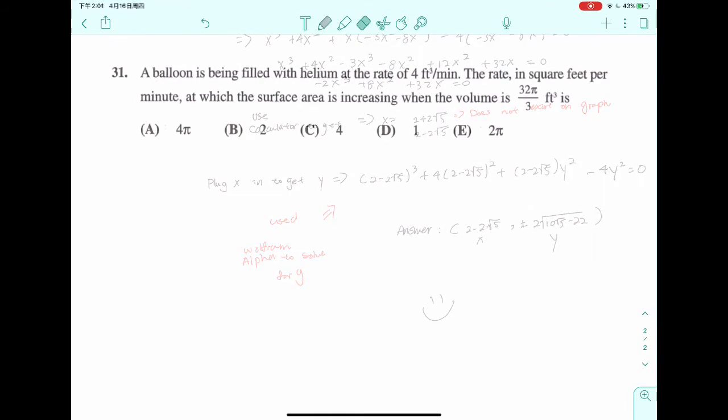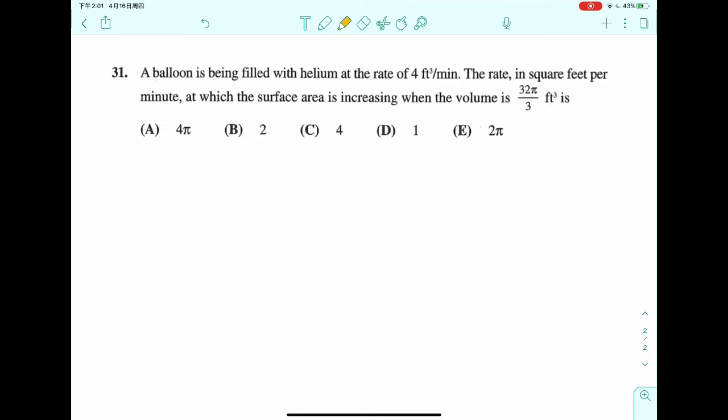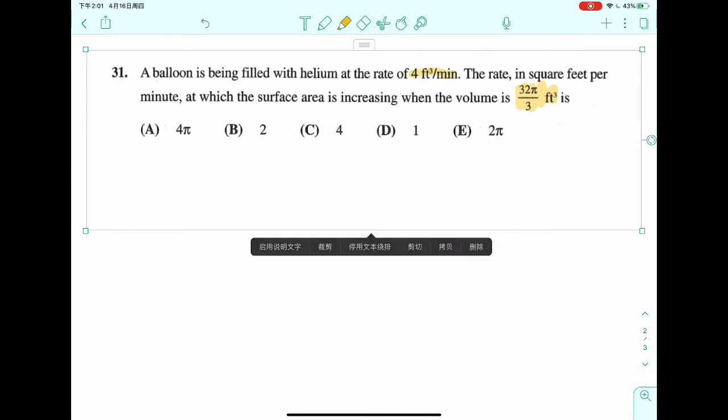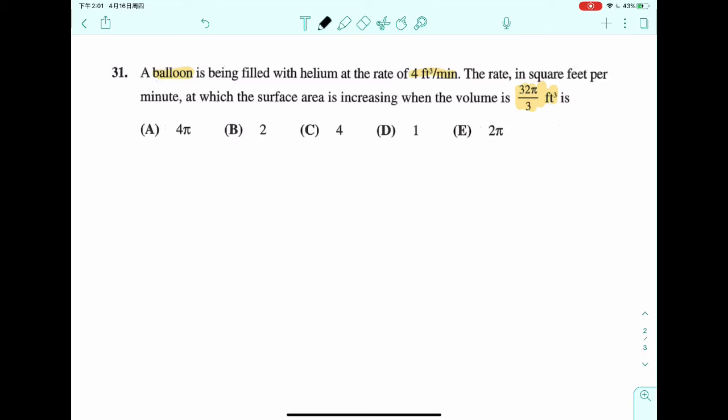Thank you. So for second question, I chose 31 from 17. So the question is, a balloon is being filled with helium at the rate of 4 feet cubed per minute. The rate in square feet per minute at which the surface area is increasing when the volume is 32 pi over 3 feet.